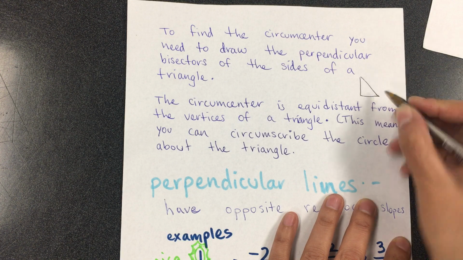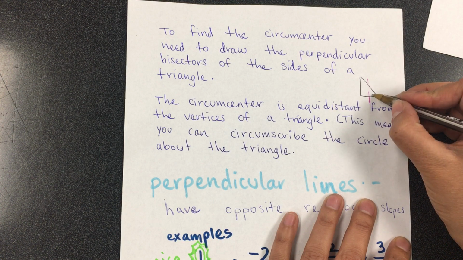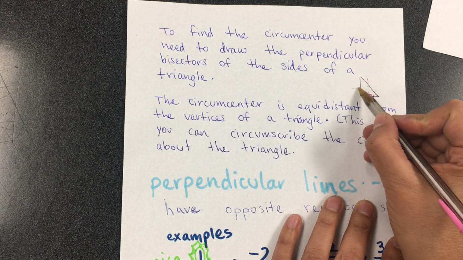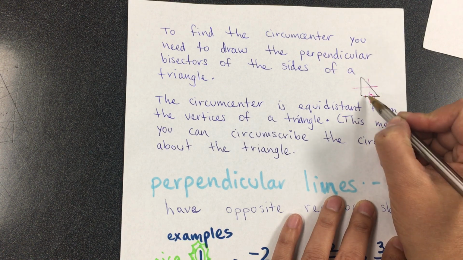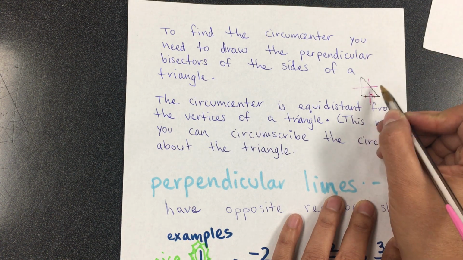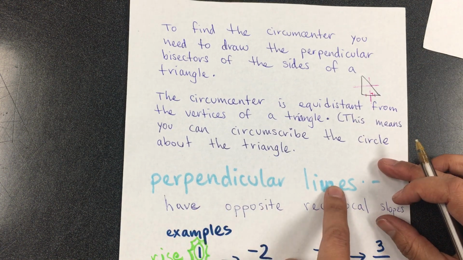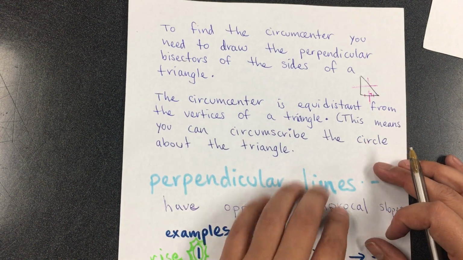Bisector means that it cuts each side in half. Not only that, but it's perpendicular, meaning it forms 90-degree angles. So for those sides that are horizontal or vertical, you just go straight in the middle. But for those that are diagonal, we're going to have to find the perpendicular bisectors by using the slope for perpendicular lines, and I'll read this information in a bit.